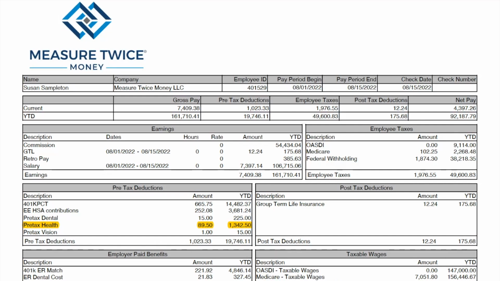We can figure this out by looking at the pre-tax deductions section and dividing her year-to-date health plan deductions by her current amount, $1,342.50 divided by $89.50. We determined this was the 15th pay statement with 9 more to go through the end of the year.